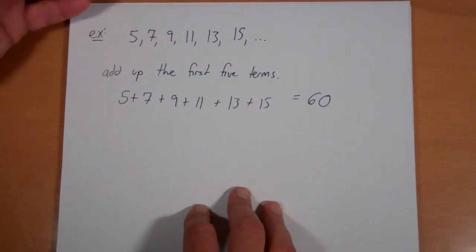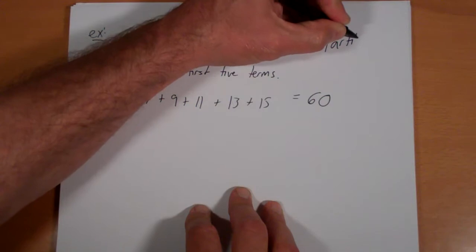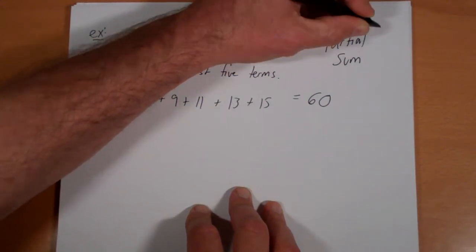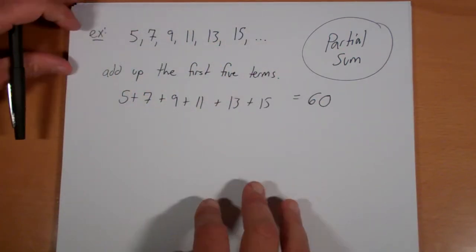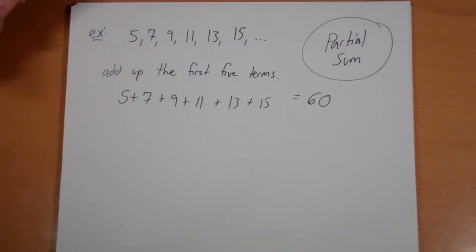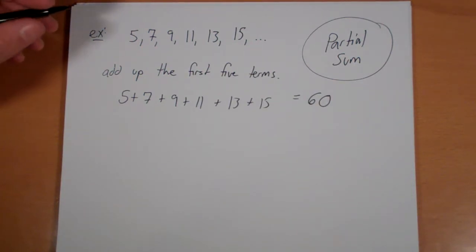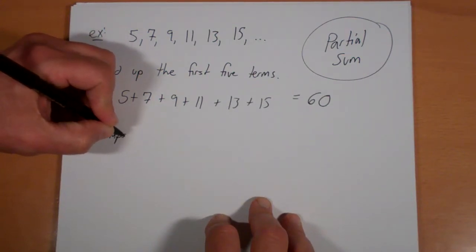So this is the idea of a partial sum, and that's the actual term that we use. A partial sum is a sum. It's not an infinite sum. It doesn't go on forever, but it is a sum, adding up a certain number of terms. And all we want to do is make a more compact notation of this.